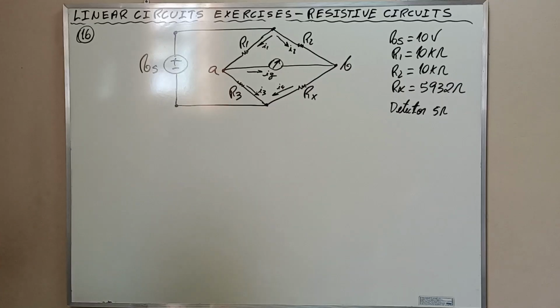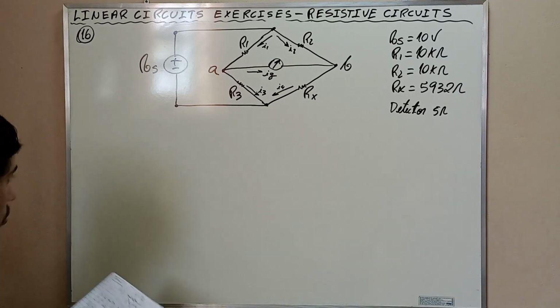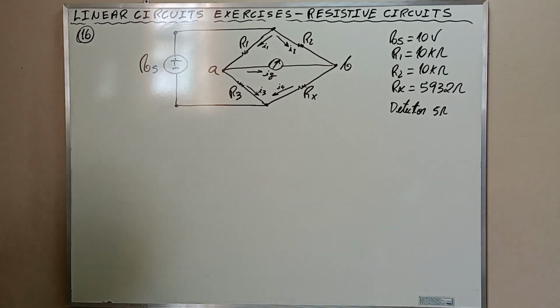And letter B, suppose that R3 is 1 ohm higher than the value found in part A. What is the current through the detector? Okay, my friends, this is the question. Let's go to the solution. Let's begin with letter A.